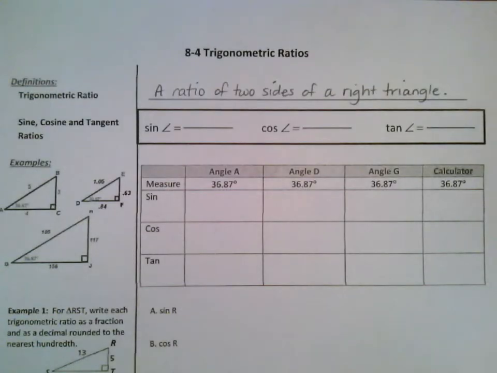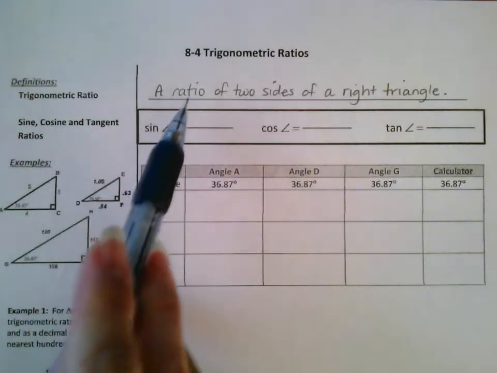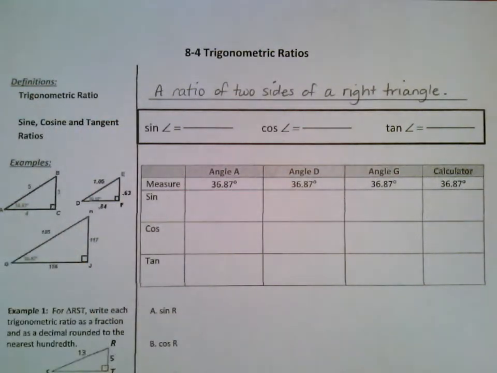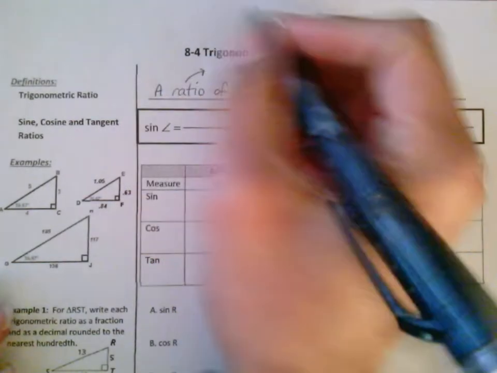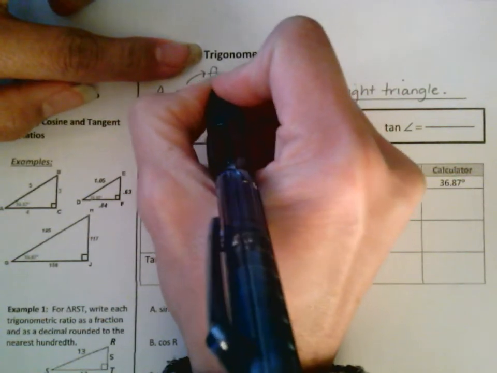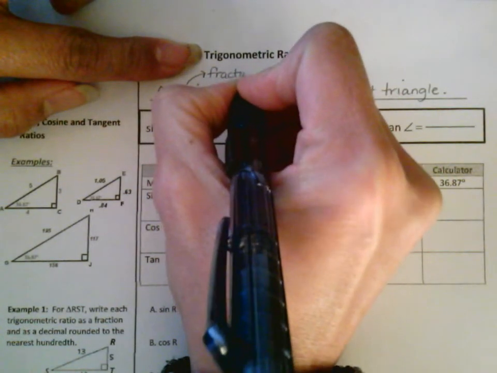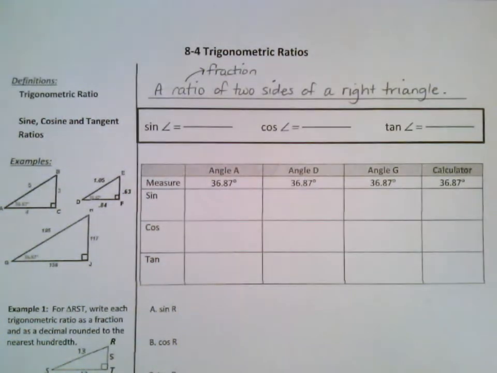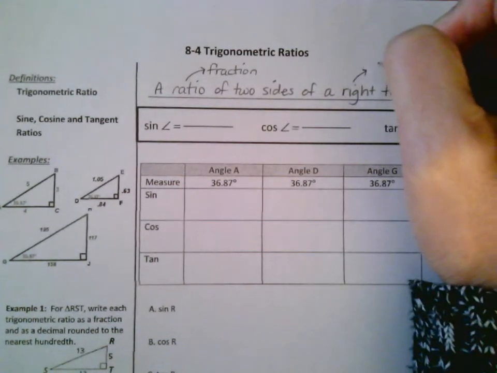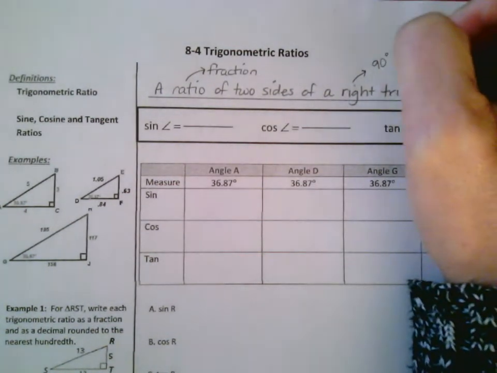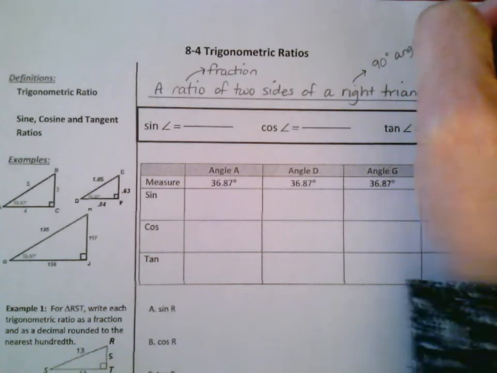ratio of two sides of a right triangle. And since we're using the word ratio, which is part of our definition, a synonym to recall of ratio is just the word fraction. Okay, so we're just looking at a fraction, a value that represents two sides of a right triangle. There are a couple of things I want you to remember about a right triangle, and that's a right triangle is a triangle that must have a 90-degree angle.